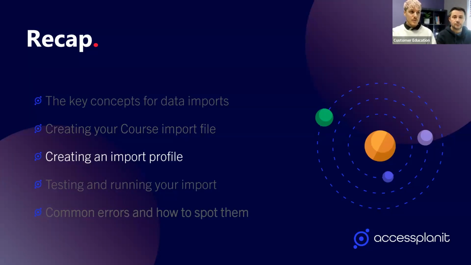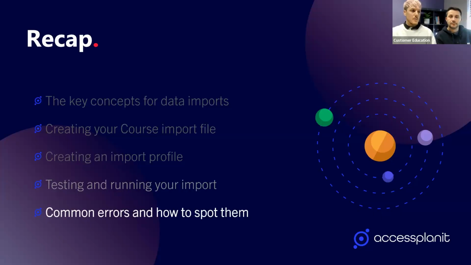We looked at creating your import profile. This is how you can map your data in your file to the fields in Access Planet and use that repeatedly to import new courses. We also looked at testing and running your import profile. It's important to test to make sure that the import is going to create or update the records that we're intending it to do. And then finally, the common errors and how to spot them as well.